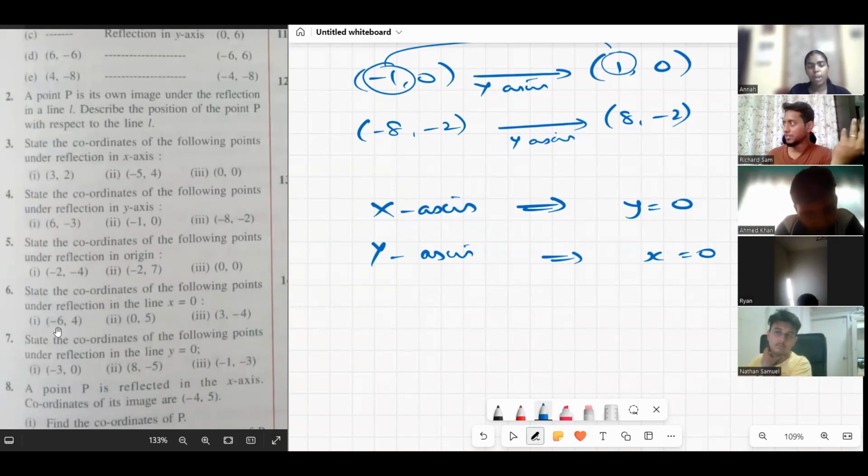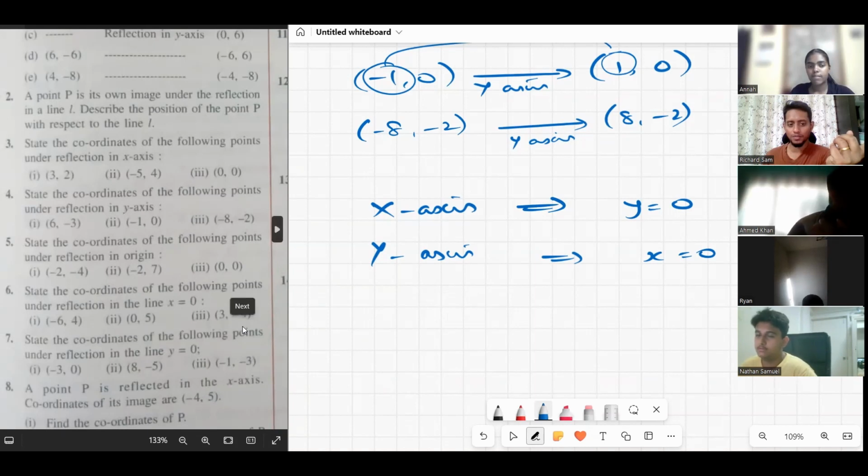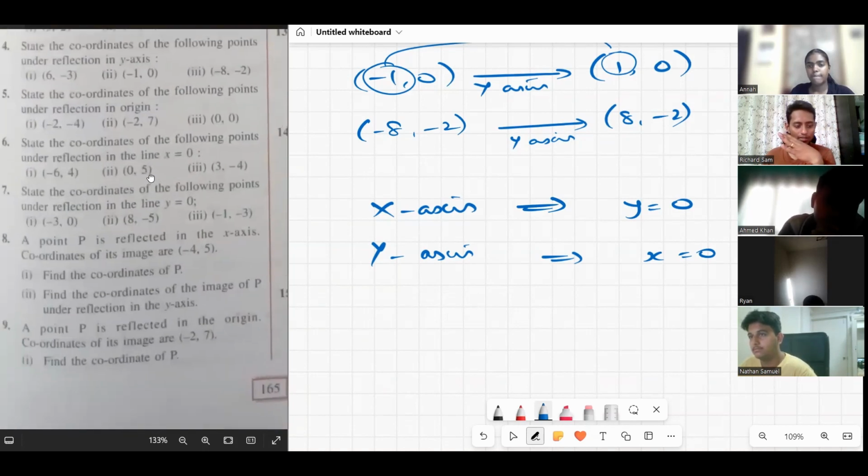The x coordinate will change when reflecting on the y-axis. 0 comma 5. 2, 5. 0 comma 5. This is an invariant point. And 3 comma minus 4. Minus 3, 4. Minus 3 comma minus 4. Okay, I think you got the point. So now we are actually done with half of the chapter.